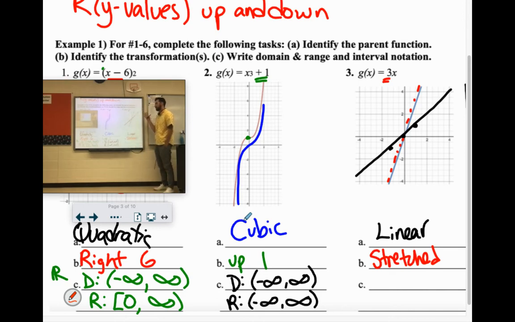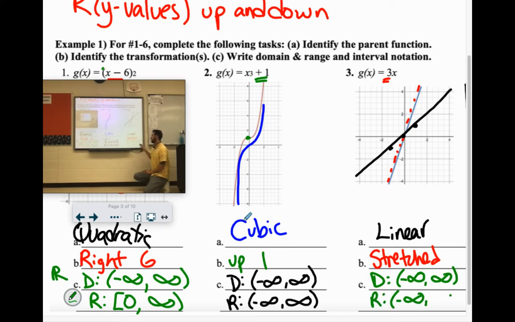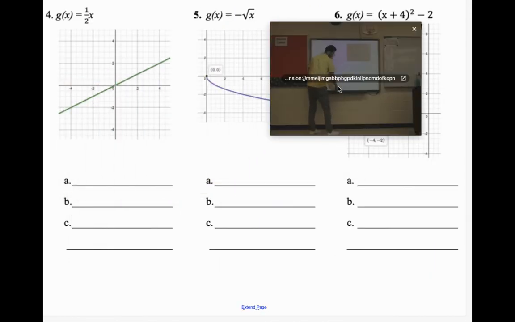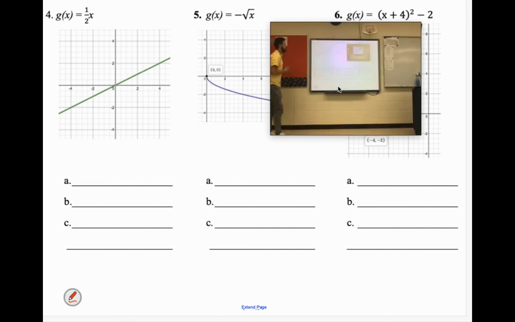And again, linear functions to the first or third power, domain and range are all real numbers. Negative infinity to positive infinity, because there is no limit on the x or y. I think we have 3 more of those. All right. Here we go.